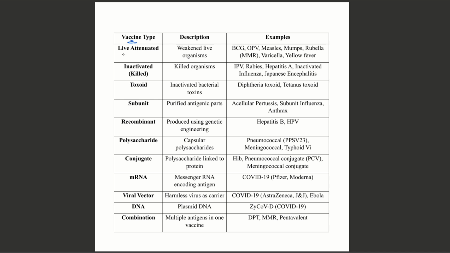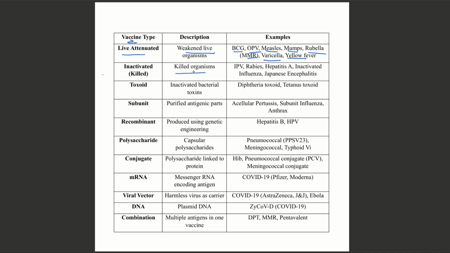So the first well-known type of vaccine is live attenuated. A live attenuated vaccine contains a weakened but living organism. They are weak, but they are live organisms. Examples are BCG, OPV, oral polio vaccine, measles, mumps, rubella, that is MMR, varicella, and yellow fever. Then the second type is inactivated, in which the microorganisms are killed.